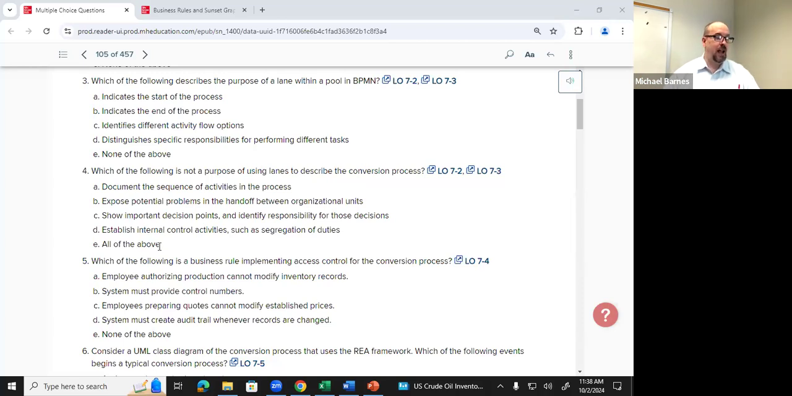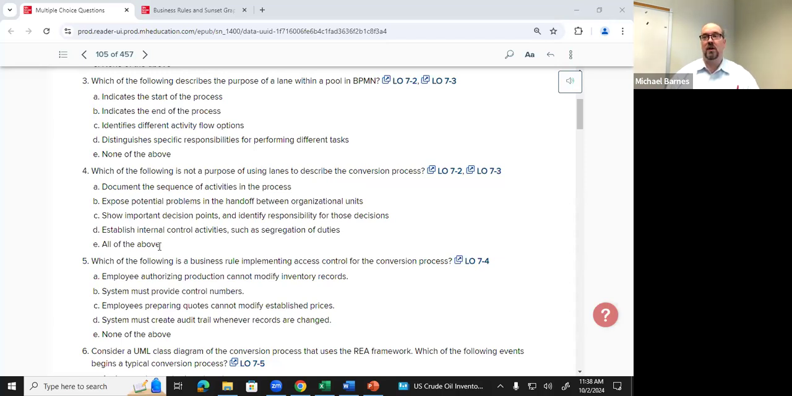Expose potential problems in handoff between organizational units. Do those lanes represent different units in the organization? Yes. So B would be a purpose of using lanes. Show important decision points and identify responsibility for those decisions. Well, that probably is a good point because the decision point represents handoff between different organizational points, and responsibilities would say which department is responsible for certain areas. So I'd buy into C. Establish internal control activities such as segregation of duties.